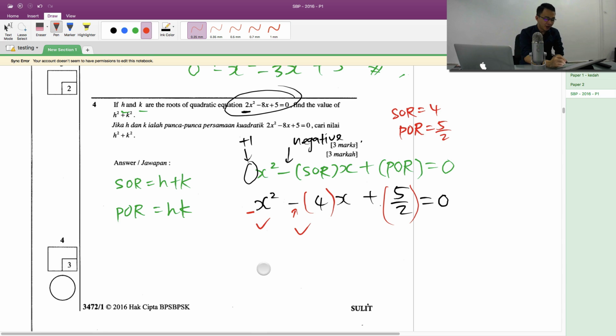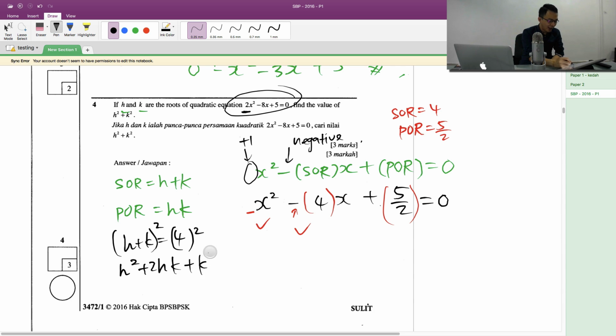And we have all this already, right? Therefore, since the sum of roots equals 4, I can say h plus k equals 4. So I will square this one, and square the other side too. So h squared plus 2hk plus k squared equals 16. Then I want to find h squared plus k squared, so I will move my 2hk to the other side, minus 2hk.